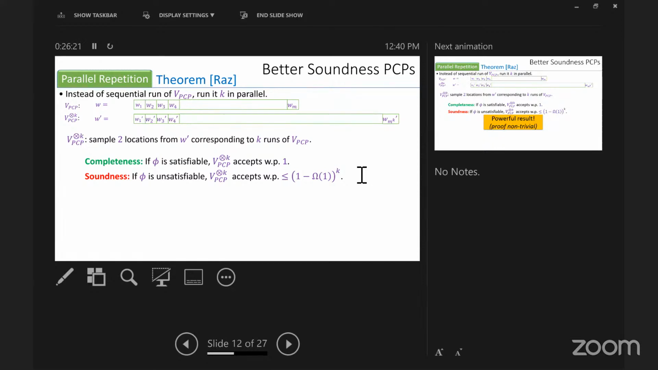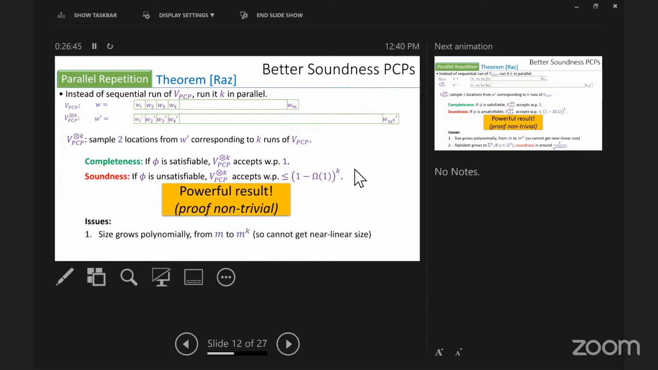Okay. So if you haven't seen this theorem ever, you might think that it's trivial because it's independent runs. And it's a funny story. Some people also thought that and wrote it in their paper, but this is a serious theorem. It's quite hard, but it is true. So the amplification aspect of this theorem is great. The soundness goes down exponentially small in k.